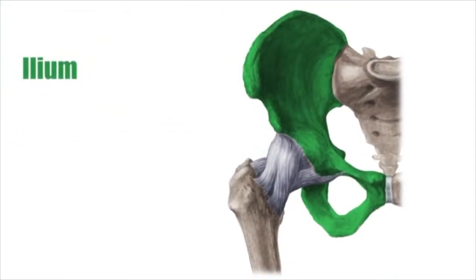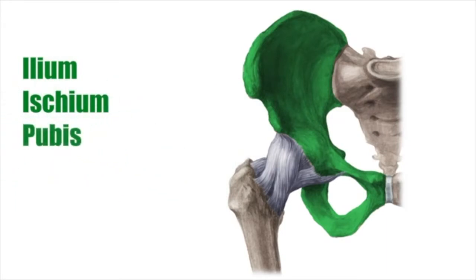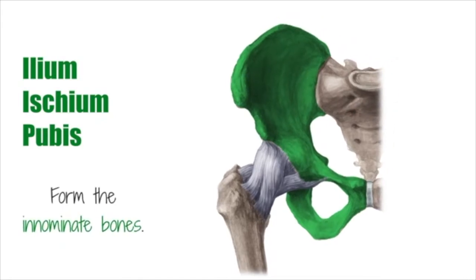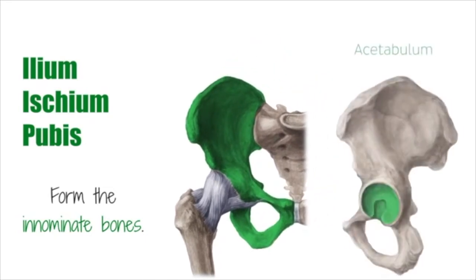The ilium, the ischium, and the pubis, which are the bones that form the hip bone and are seen here collectively highlighted in green, fuse together at puberty to form the innominate bones, and are joined by the cartilage found in the acetabulum.